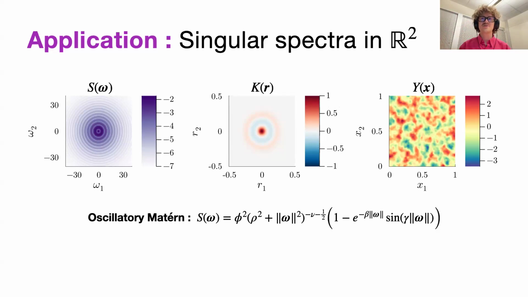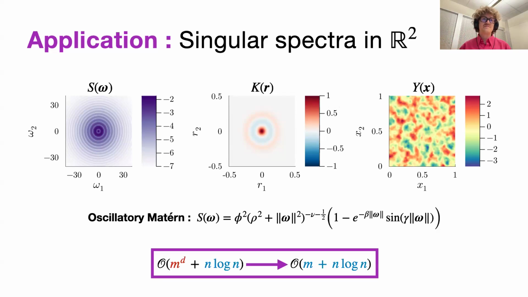So here's again our oscillatory Matern model written only in the spectral domain, and we numerically compute the relevant covariance functions. This is the sort of speedup that we talked about in the introduction, from this M to the d cost, which you incur in, say, the two-dimensional example we just had, versus this quasi-optimal M plus N log N cost that you get by circumventing the curse of dimensionality and using a Hankel transform instead of a Fourier transform.